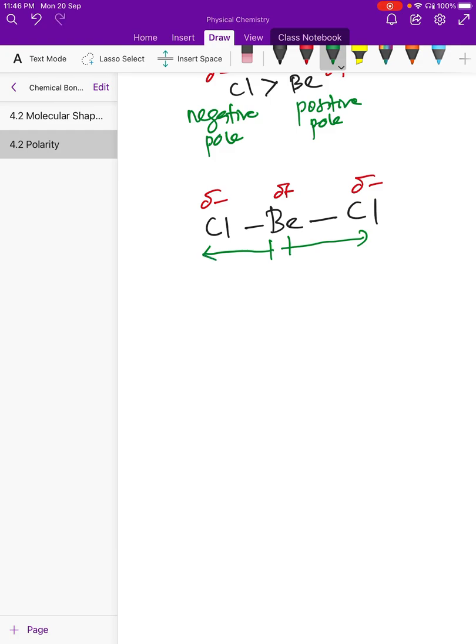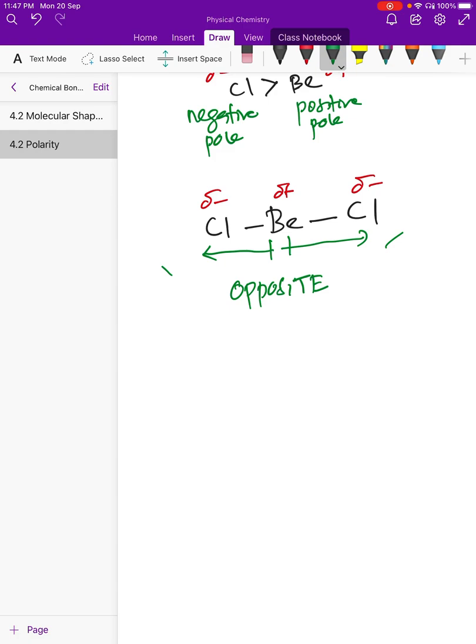Okay, this is called bond dipole. Bond dipole has direction and magnitude. If you check this bond dipole, one is moving to the right, one is moving to the left. So they are moving in opposite direction.